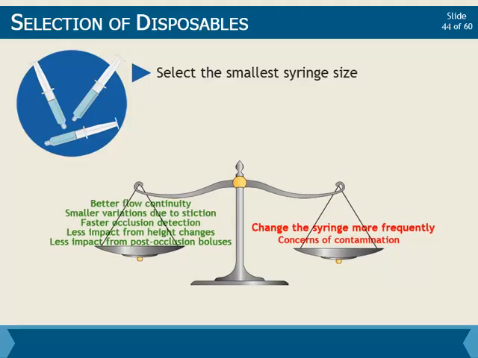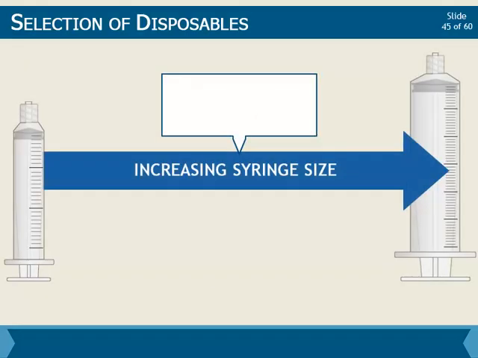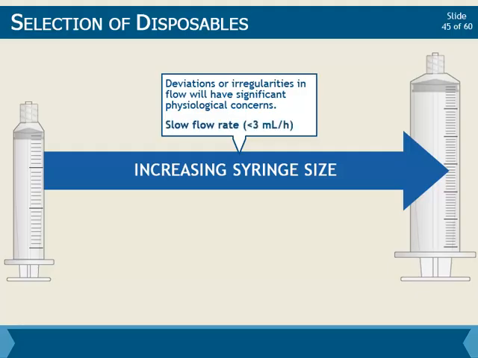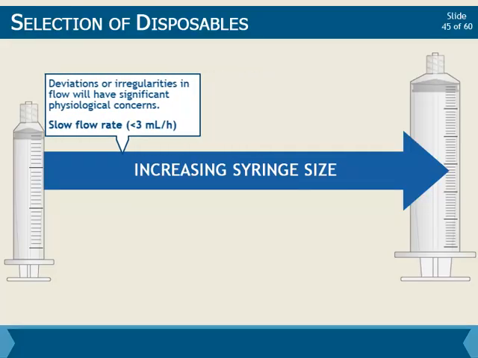Therefore, when you have the option to select between multiple sizes of syringes, you will have to balance the benefits and trade-offs, and select a syringe size according to the specific clinical situation you are dealing with. If you have a patient where any deviations or irregularities in flow will have significant physiological concerns, or it is a slow flow rate, you may lean more to selecting a smaller size syringe.